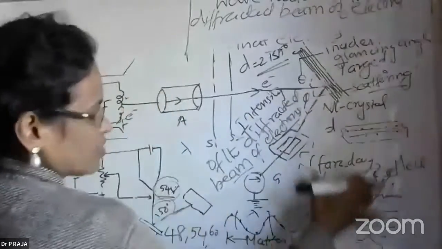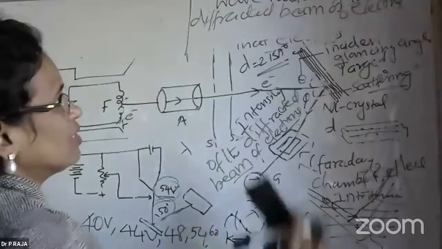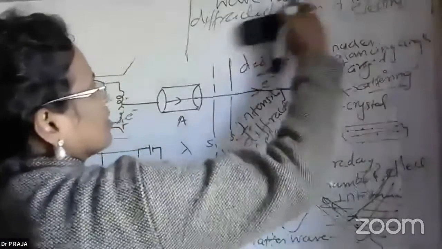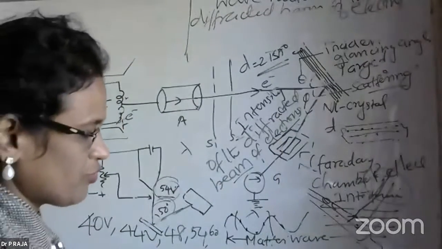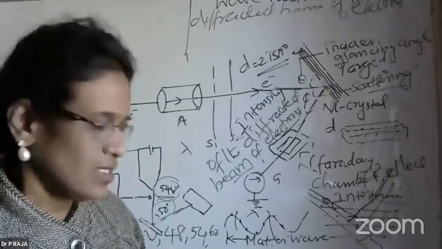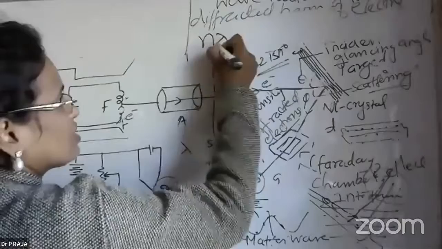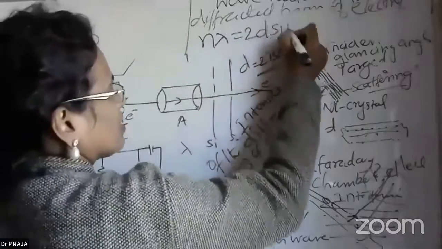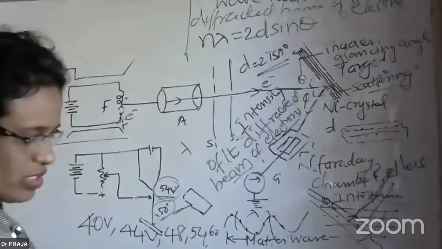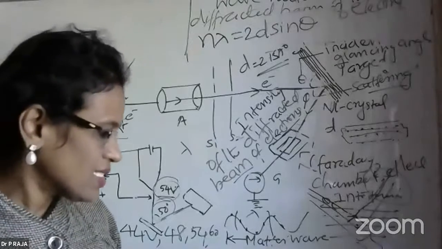Okay, that is the electrons that are getting diffracted from here. Now, what is the formula for the X-ray diffraction pattern? This one. By Bragg's formula, we know that nλ = 2d sinθ. Now what is theta? Theta is the glancing angle.